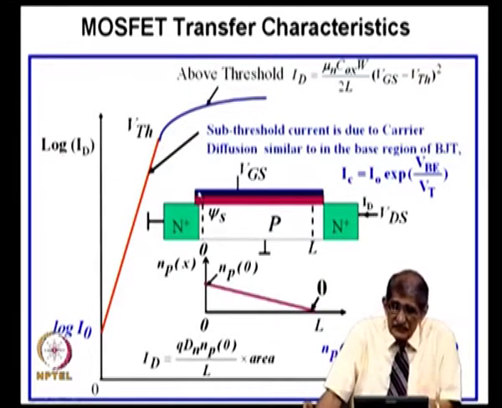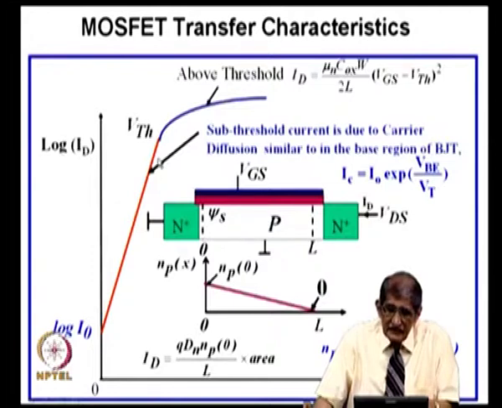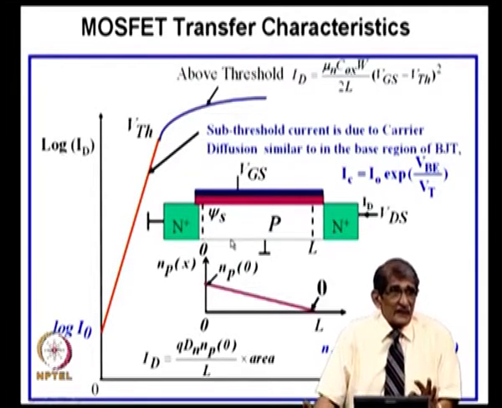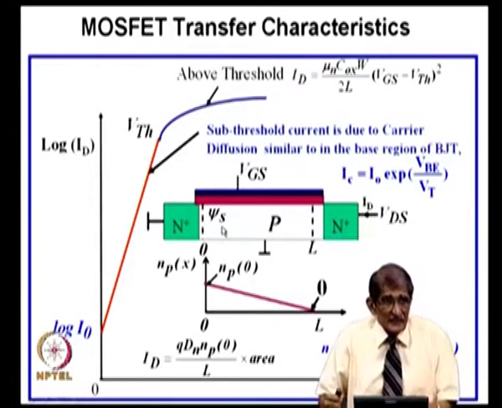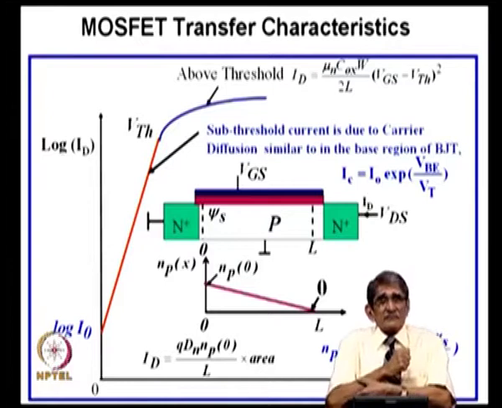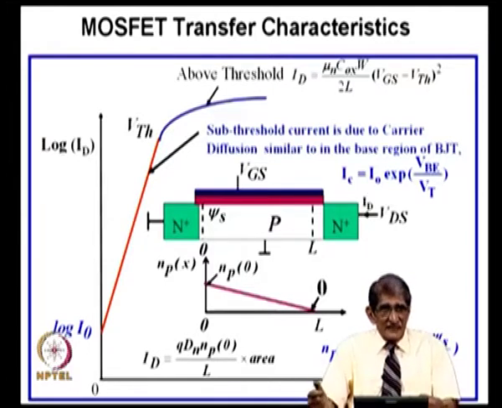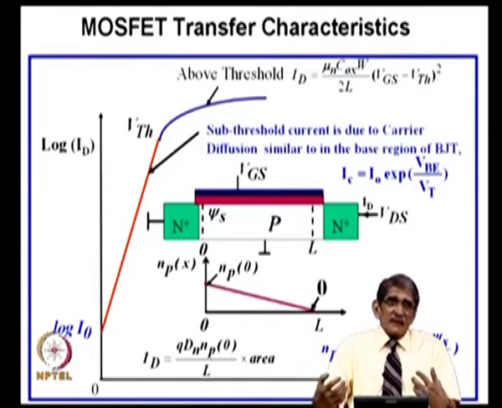That is a subthreshold current, and that is due to the transport of carriers from the source to drain when the carrier concentration is low. There are not sufficient carriers, so that the drift current cannot hold good, cannot support that current. Drift current depends upon the carrier concentration and electric field, okay? And when that carrier concentration goes down, the drift current goes down.